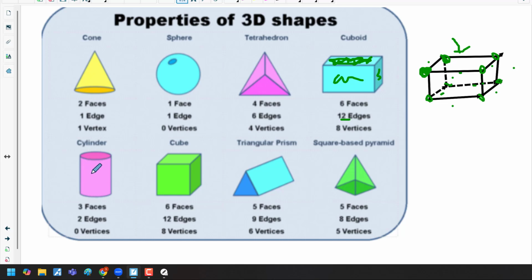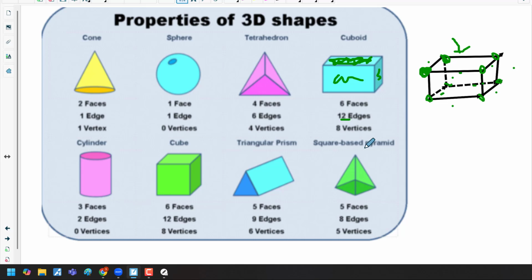Here we have a cylinder, 3 faces. You got the curved part, the top part, and the bottom part. There's 3 faces, 2 edges. Boom, 1, 2. 0 vertices. There's no corner. A cube is like a dice, like a die. You got your 6 faces, 12 edges, 8 vertices, just like the cuboid. You got your triangular prism, and then your square base pyramid.